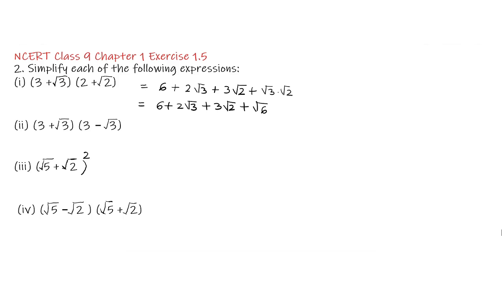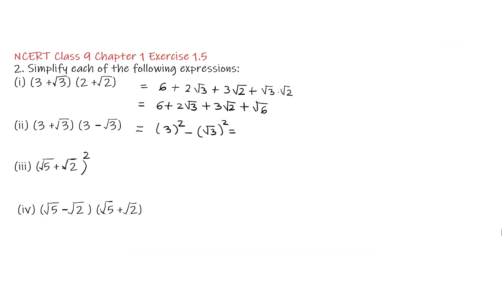We go to the second part of the question. The question is 3 plus root 3 in the first bracket into 3 minus root 3 in the second bracket. So we solve like this. Here we apply the identity a plus b into a minus b, which is a square minus b square. So we solve like this. 3 square minus root 3 square.